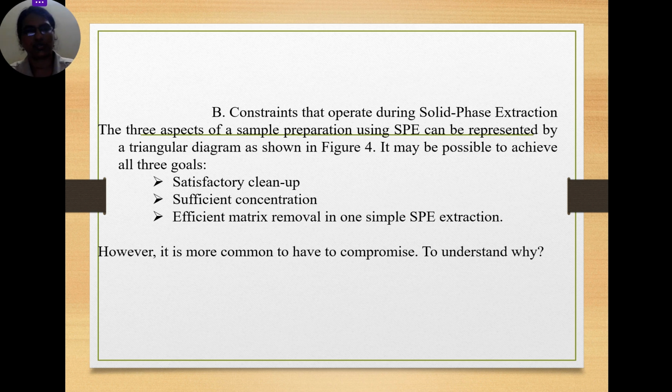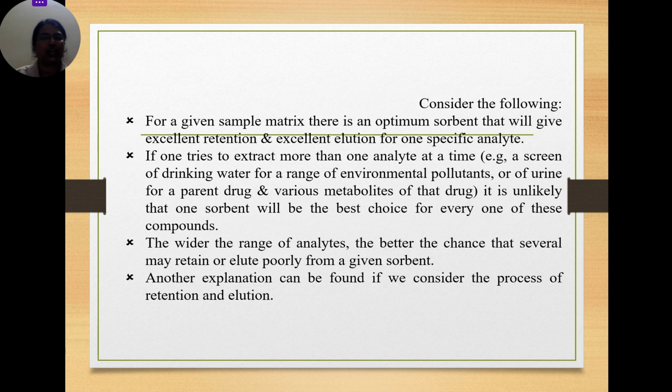So, constraints during SPE. The three aspects of sample preparation using this procedure are represented in one diagram in the next slide. That diagram explains achieving all three goals, that is cleanup, concentration, and efficient matrix removal, in one simple SPE extraction. However, sometimes we have to compromise. An optimum sorbent will give excellent retention or excellent elution for one specific analyte. Sometimes it will be difficult to elute certain mixed analytes or more than one analyte.